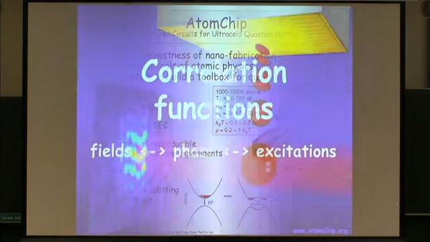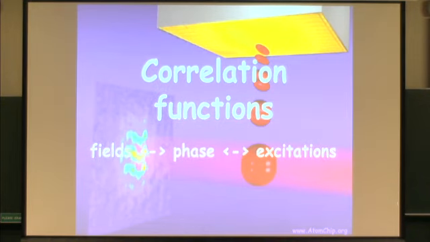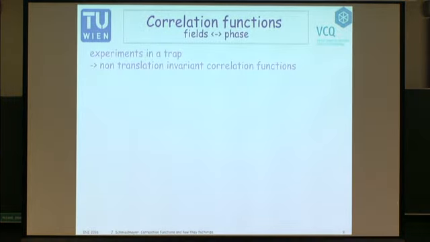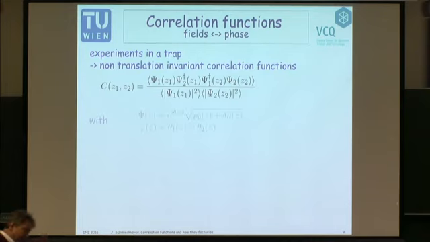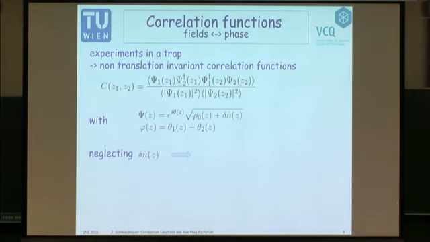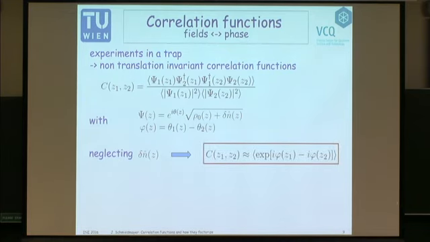Yeah? So now let's look at that, what can we learn from this? If you measure these interference patterns and calculate correlation functions, what does that mean? I mean, the simplest thing, first of all, we work in the trap. Because we work in the trap, our correlation functions are non-translation invariant. Yeah? That's one of the problems. And so I cannot write the correlation function of z1 minus z2, but I have to write the correlation function of z1 and z2. Yeah? That would be very important.